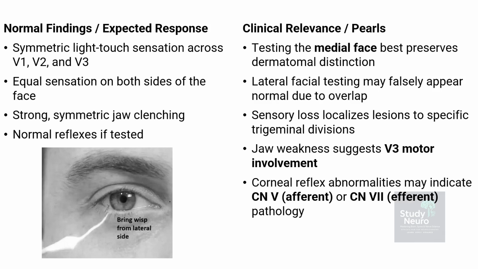Clinically, the key takeaway is that careful sensory testing can help localize lesions to a specific trigeminal division. Jaw weakness suggests motor involvement of V3, and abnormalities in the corneal reflex can indicate pathology in either the trigeminal or facial nerve. Done properly, this is a quick but very informative part of the cranial nerve examination.